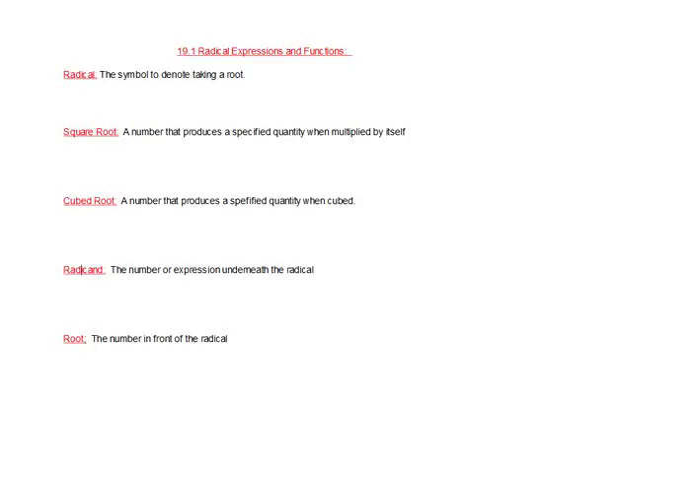A radical, that is the symbol to denote taking a root, and the radical is going to look something like this. Sometimes they'll have a little number out front here, just depending on what root we are taking. A square root, that's a number that produces a specified quantity when multiplied by itself. This is the one that you will see most often.